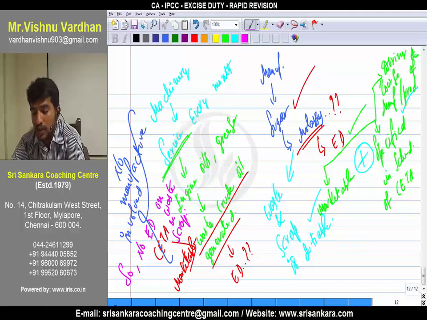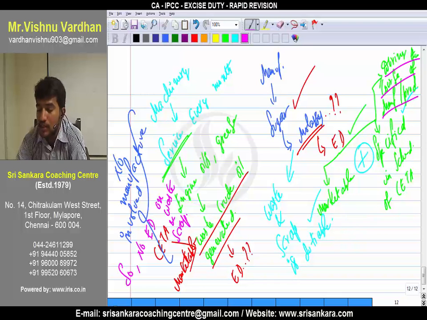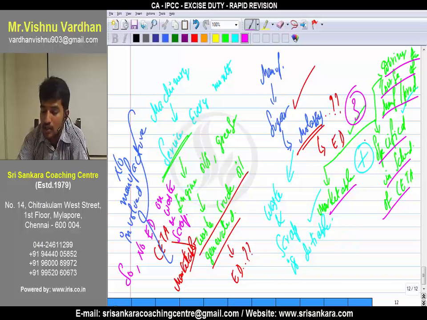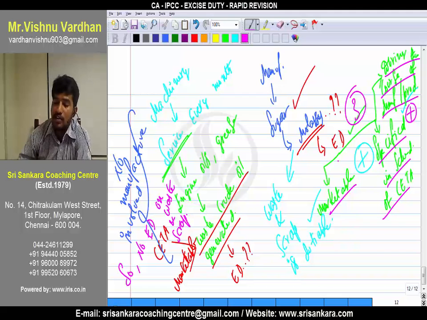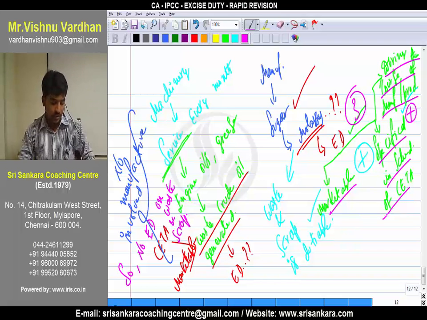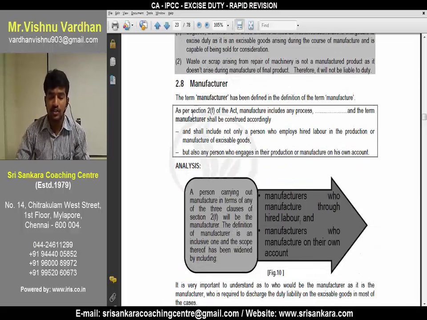So for determining the dutiability of waste and scrap, it should be produced during the course of manufacture or production. It should be marketable. It should be specified in the schedule. There are three cumulative conditions. Clear? One is marketability, one is specified in the schedule, and the next one is during the course of manufacture or production. So this is relating to dutiability of waste and scrap. So we discussed manufacture completely, which is given in our syllabus for IPCC. Now we will see about manufacturer.